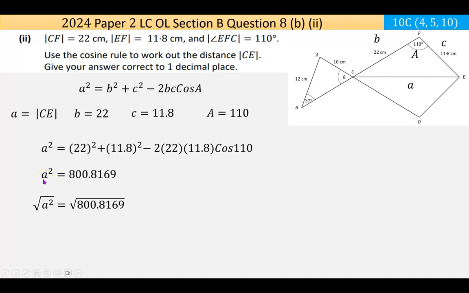Now, to get rid of that square, I'm going to square root the left-hand side. If I square root the left-hand side, I have to square root everything on the right-hand side. In this case, that's just the 800.81 whatever. Put that through the calculator. Now, the square root cancels the square on the a, and the square root of 800 point whatever is equal to 28.2987, but the question asked me to leave that to one decimal place, so it's the 9 here that matters. 9 is greater than 5. It rounds the number before it up by 1. I get 28.3. If there are units involved, always include the units, and the units in this case are centimeters.